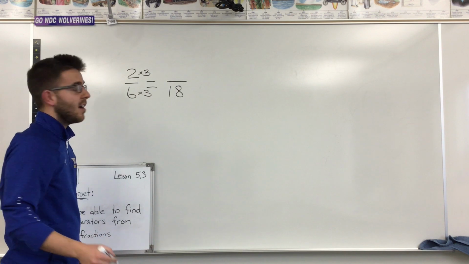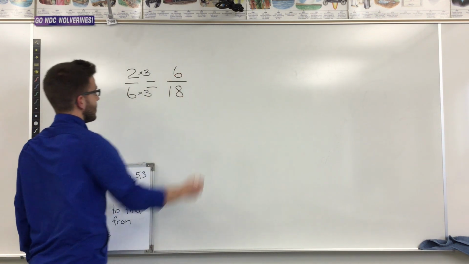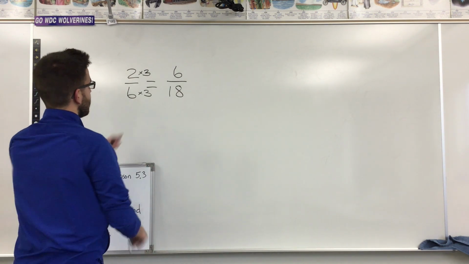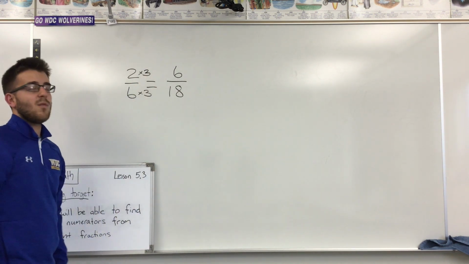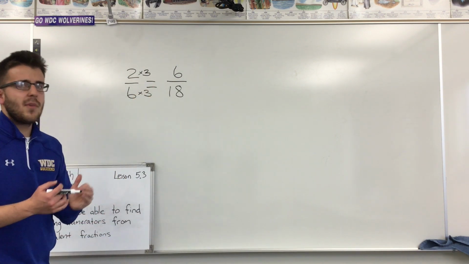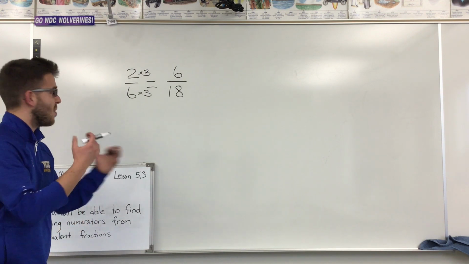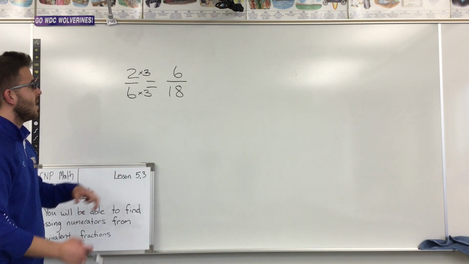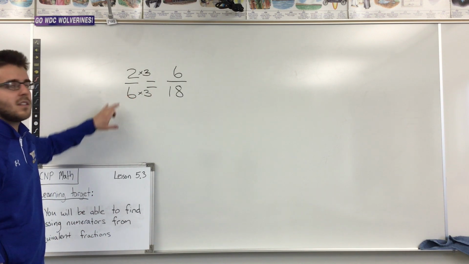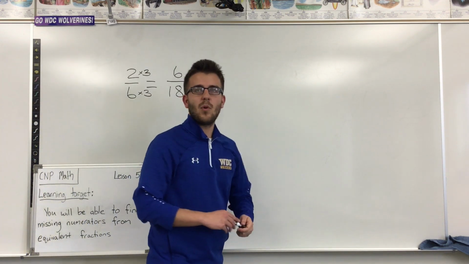Because math is fair. 2 times 3 is 6. Therefore, 2/6 is equal to 6 over 18. They're different numbers. These are bigger numbers, but that doesn't necessarily mean it's a bigger fraction or a smaller fraction. Okay? This fraction, 6/18, is equal to 2 over 6. Next example.